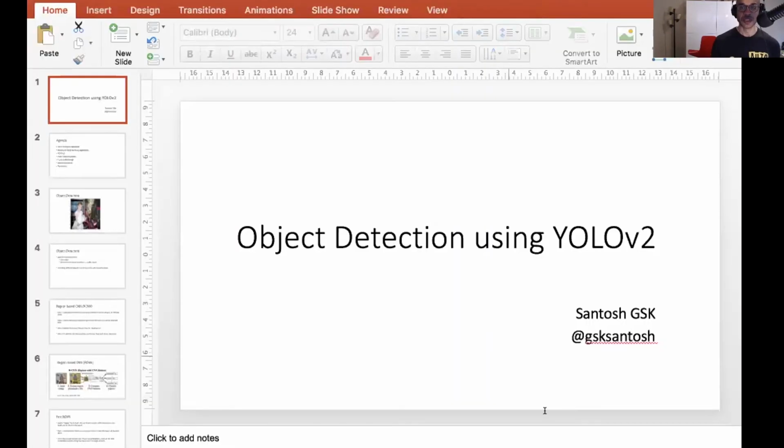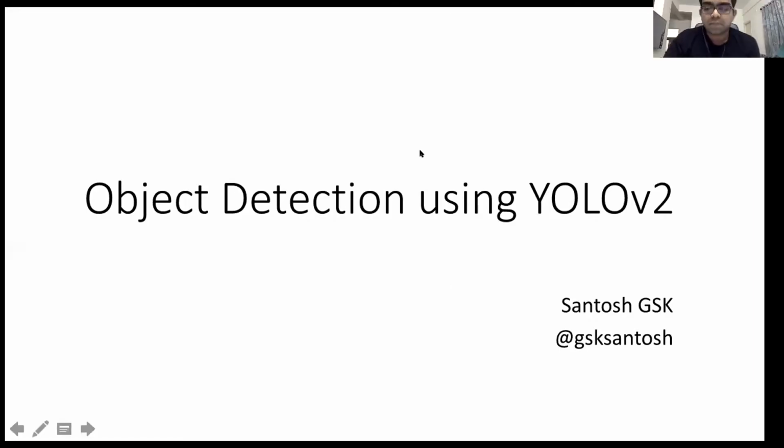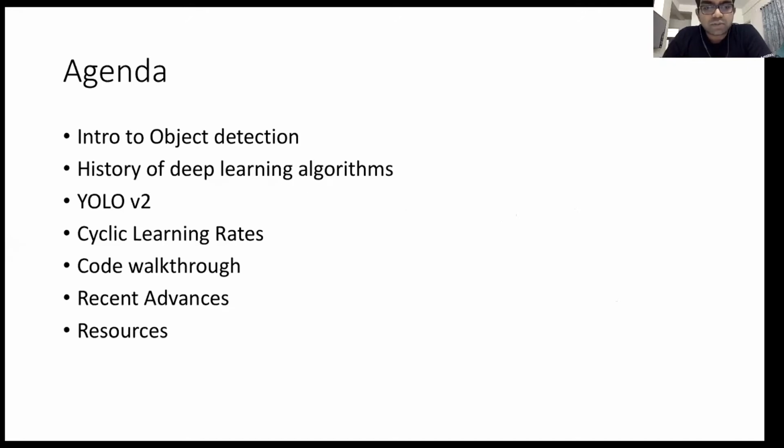Sure. As you guys know, the topic for today is discussing YOLO version 2, which is also called YOLO9000. The agenda of this talk is to have a little introduction to what object detection is, and then we walk through the history of deep learning algorithms that were used to solve the problem of object detection. Then we'll go in depth into how the YOLO v2 algorithm is built and how we can train it using something called cyclic learning rates.